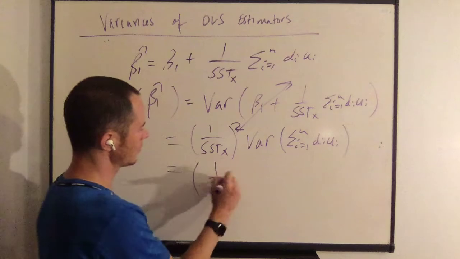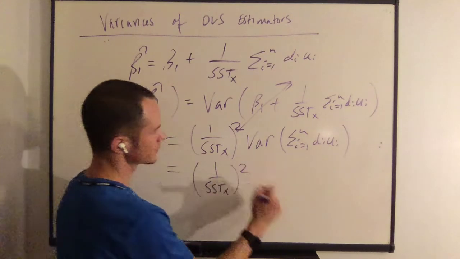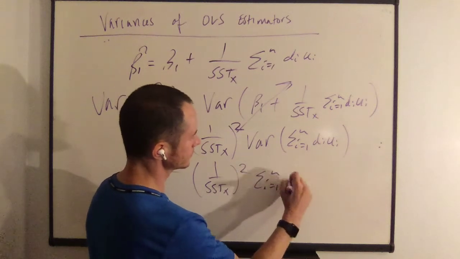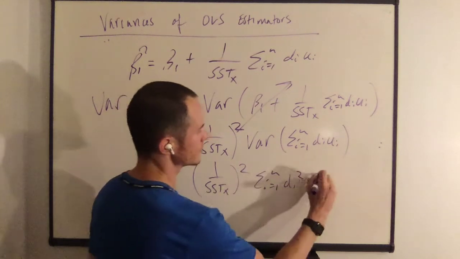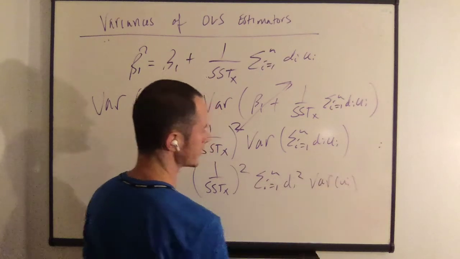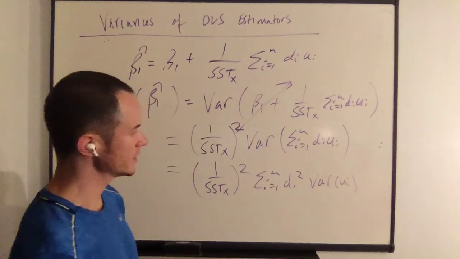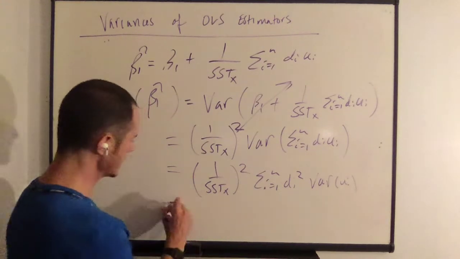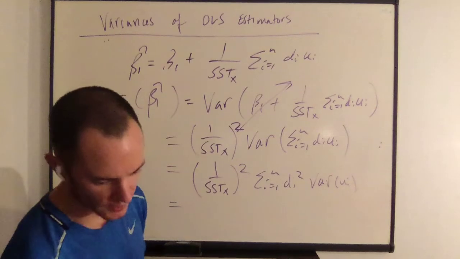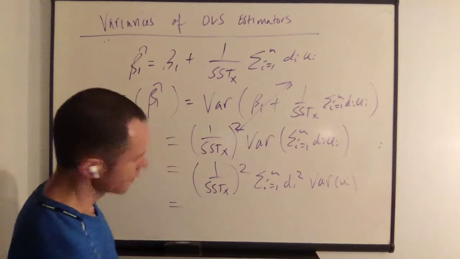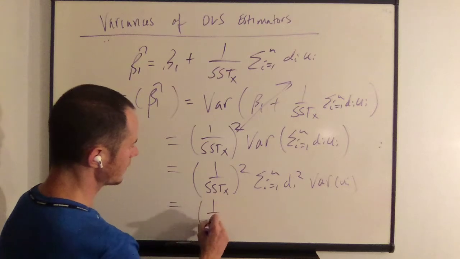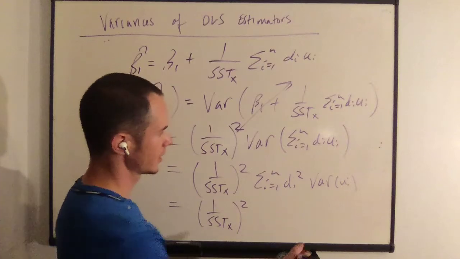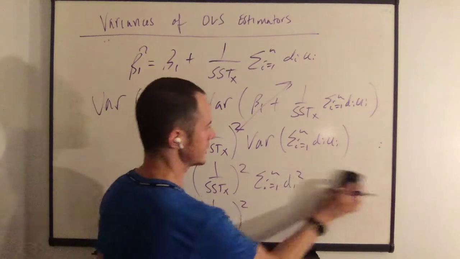So this is equal to 1 over SSTX squared times the sum from i equals 1 to n of di squared times the variance of ui. Now we know what the variance of ui is, right? The variance of ui is sigma squared. So we can plug that in there. And we have 1 over SSTX squared. Let's plug in sigma squared.